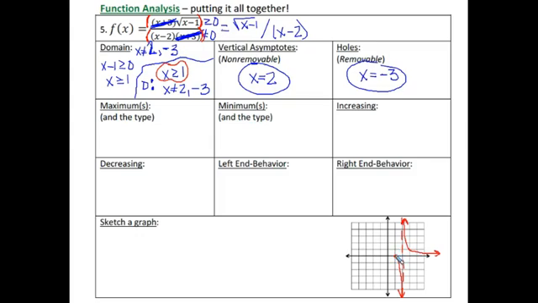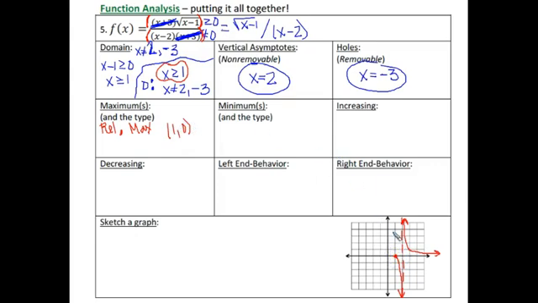Now, this point right here, notice how it's a closed dot, so we actually have a point there. And according to the definition of relative, we just want to look at the points around it, and this would be considered a relative max because the other points around it are lower. So we can say here, a relative max, and that particular point right there would be (1, 0).